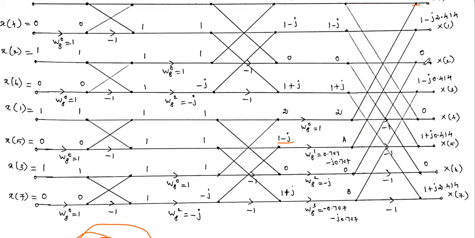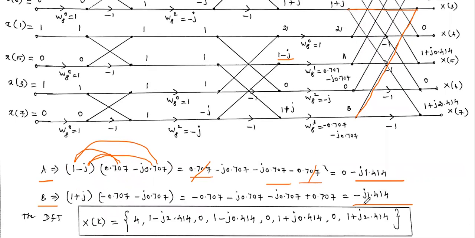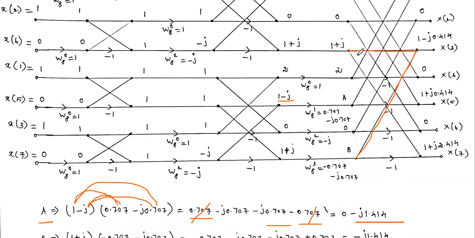For the fourth line, here 1 plus j and here the b value. 1 plus j added with the b value. What is the b value? The b value is also minus j 1.414. So 1 plus j plus minus j 1.414. So 1 is subtracted, so 1 minus j 0.414. Similarly you find the answer for the fifth one.